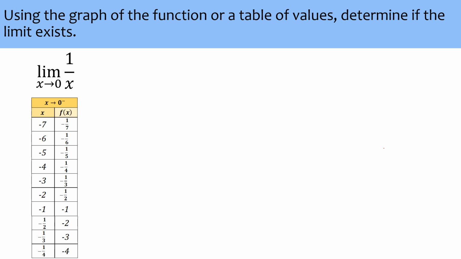I can even extend the values, getting closer and closer to 0, because remember that the bigger the denominator here, the smaller the value. And the smaller the value, the closer it is to 0 in this case. So I'm going to go ahead and show you the graph.